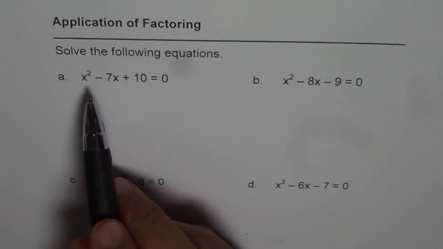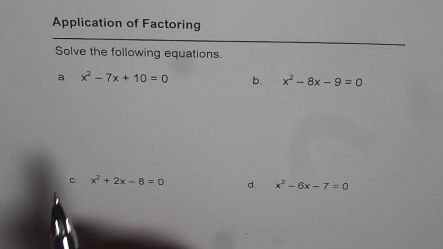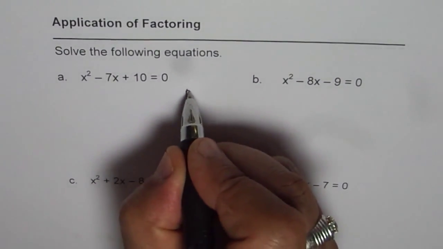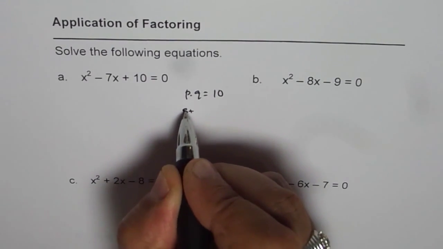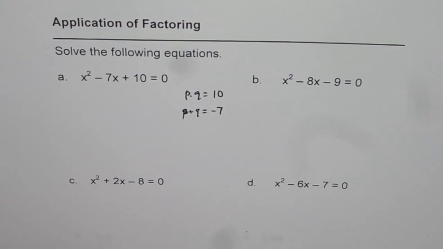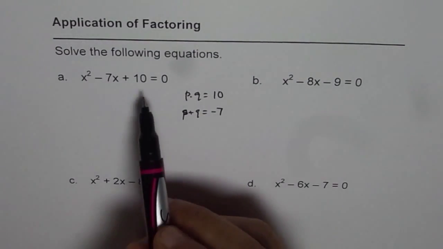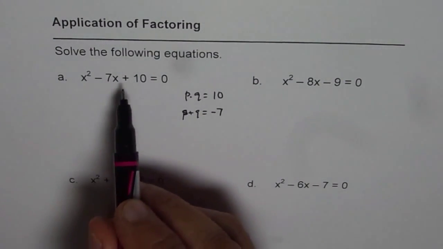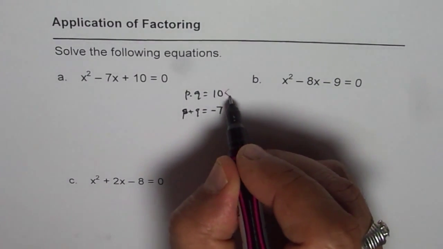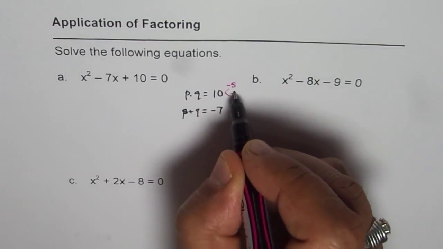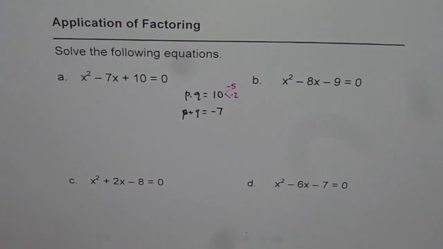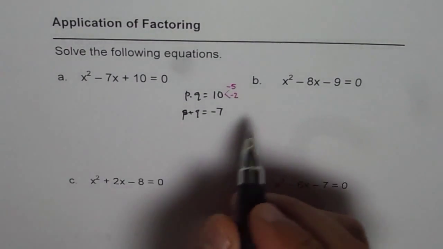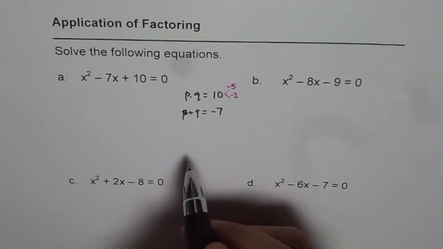The first one is x squared minus 7x plus 10 equals 0. The two numbers we are looking for, let's say their product should be equal to 10 and their sum, that is p plus q, equals minus 7. So the two numbers could be 5 times 2. We need the product positive and the sum negative, that means both should be negative. When you add them up, you do get minus 7, right? Therefore, we can factor this as, in the first case, let me show you all the steps. Thereafter, I will write the direct factored form.